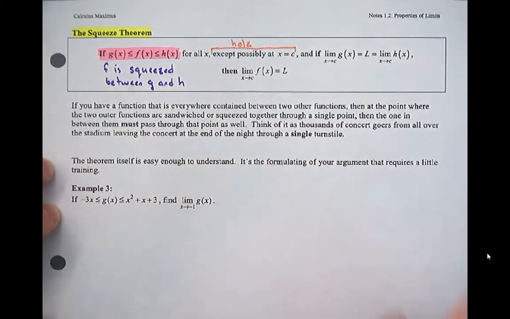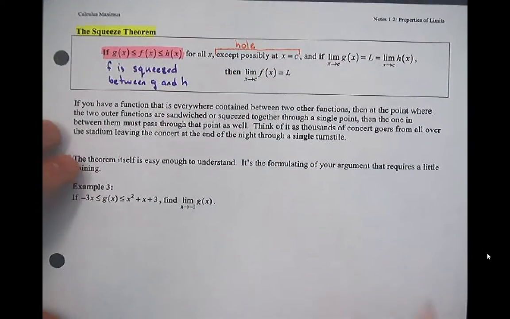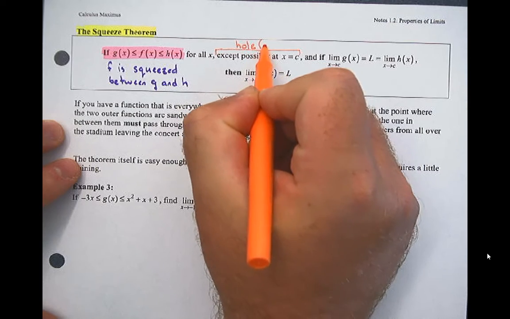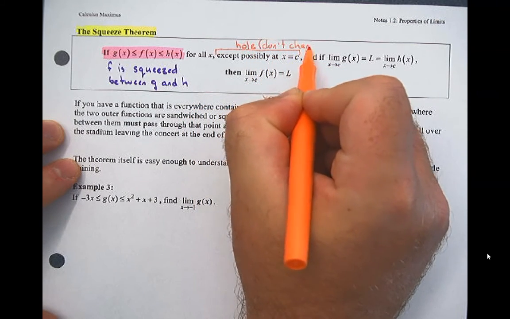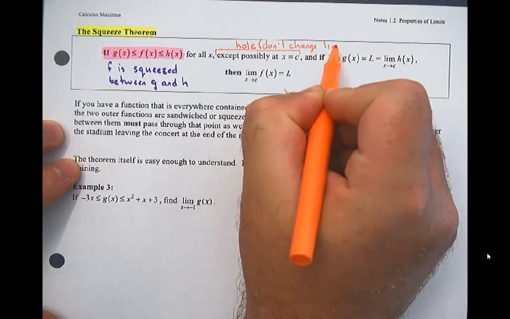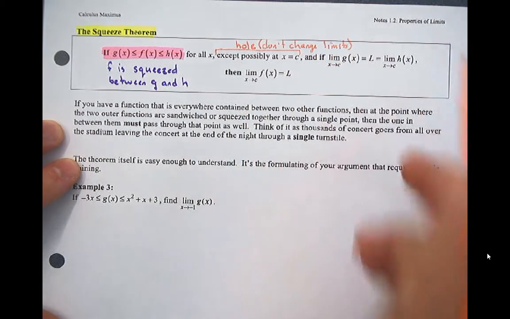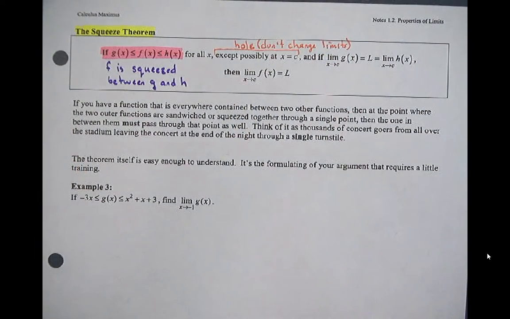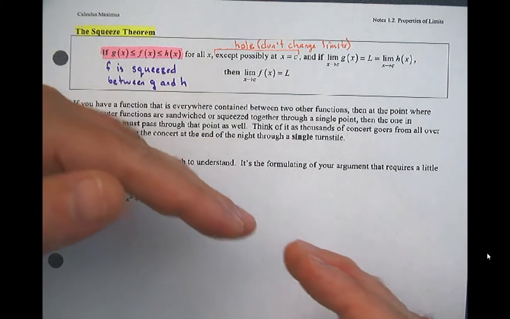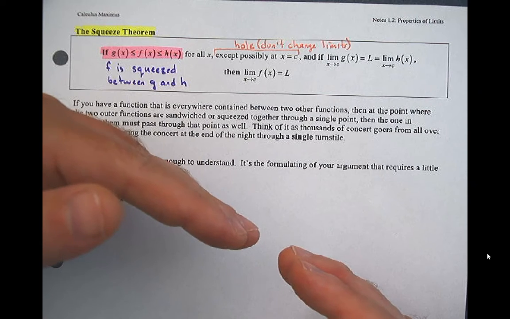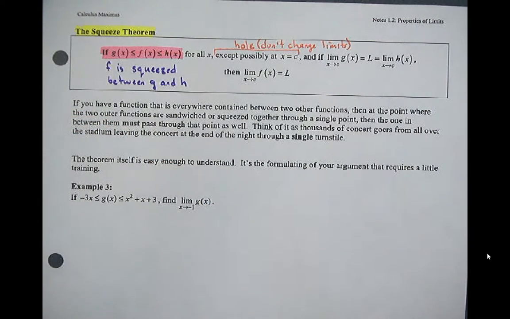The only reason we throw except in there is because there might be a hole somewhere. And if you have a hole, is that going to change your limit? Holes don't change limits. Remember, the hole would just take away the bridge. The two roads would still be leading to the same place, so you would still have a limit. They're headed to the same place. There just wouldn't be a hole there. So that's why we have to take this except piece in there.